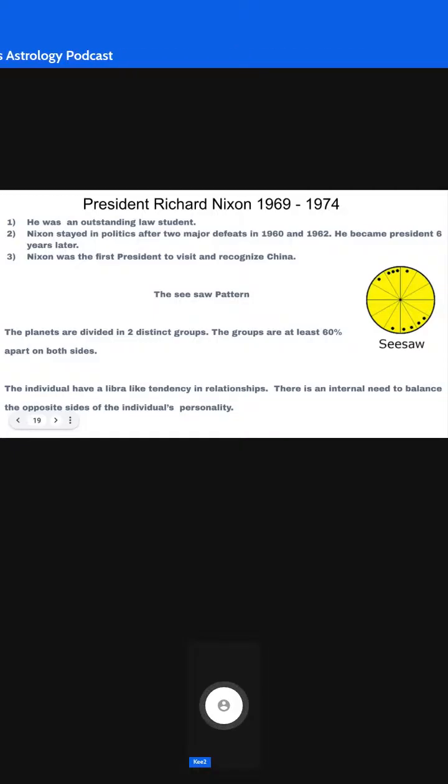The seesaw pattern. The planets are divided in two distinct groups. The groups are at least 60 degrees apart on both sides. The individual has a Libra-like tendency in relationships. There is an internal need to balance the opposite side of the individual's personality. The seesaw.